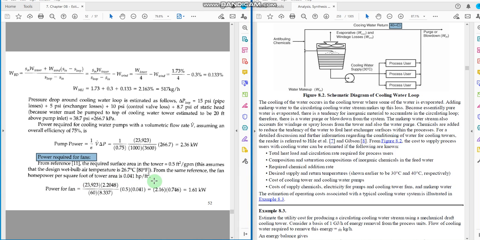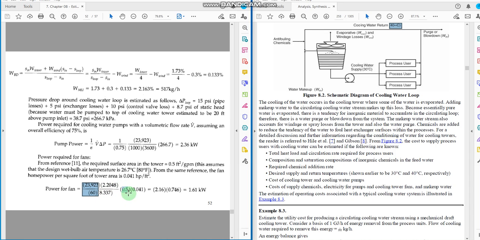So some of the information is provided to you here, and you have to estimate the total power for the fan. How can you actually do this? You are provided with the mass flow rate. So you can convert this mass flow rate from kg per hour into kg per second, and then make the relevant conversion of kg into gallons.